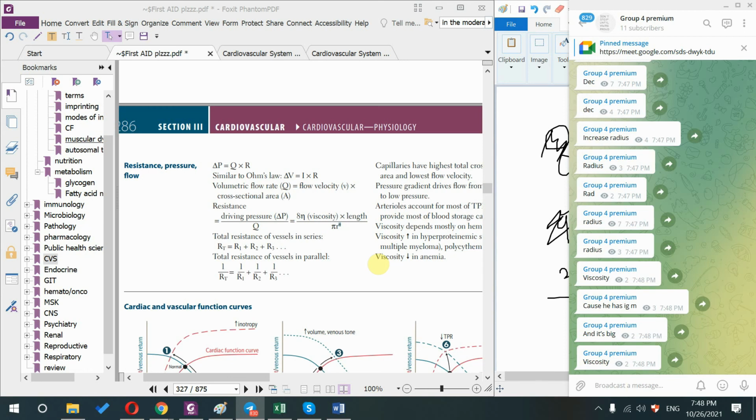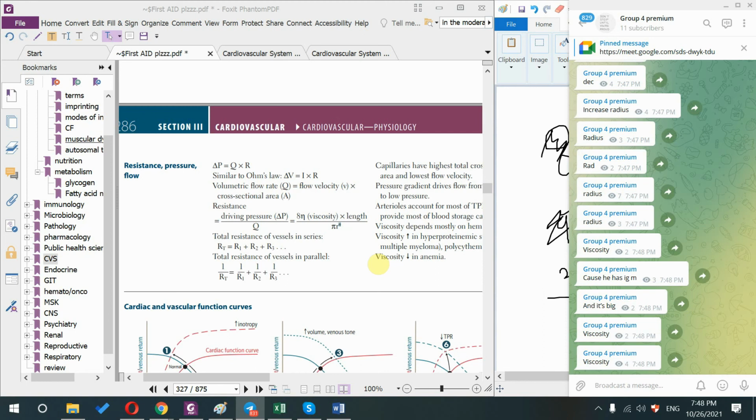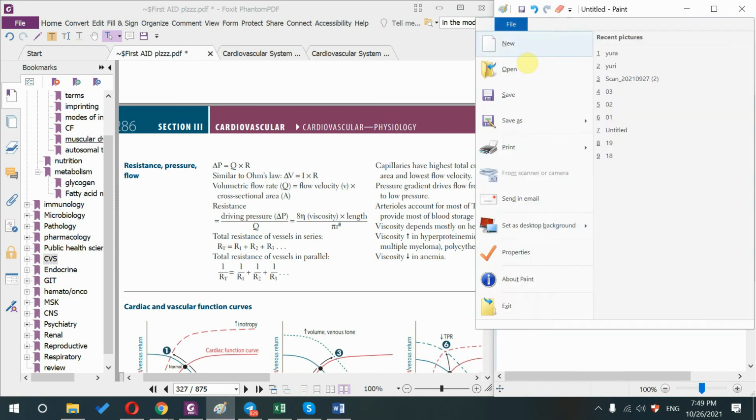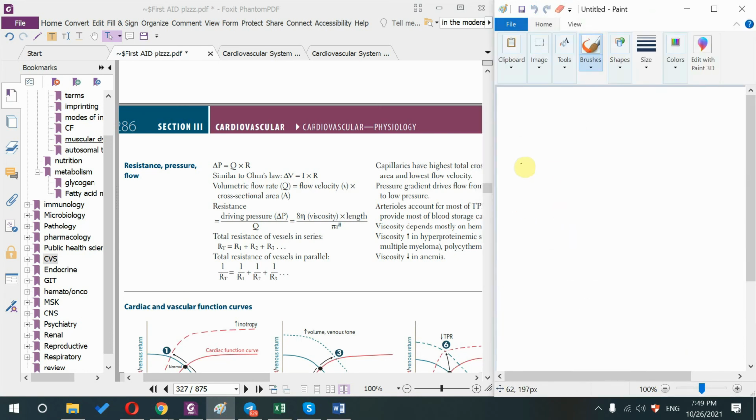Okay, guys, so the next one, excellent. The next one is kind of interesting. They ask you how to calculate the resistance in vessels in series versus in parallel. What does that mean? If two vessels are connected to each other in series, it's like one after the other.